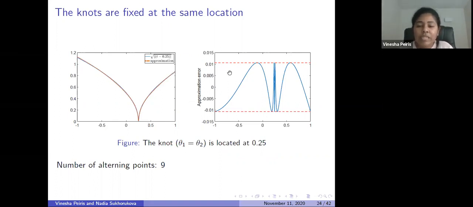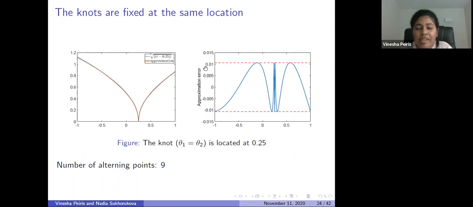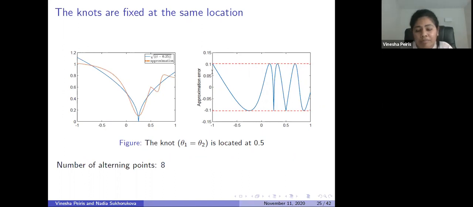And if we move to the maximum deviation graph, we have 9 alternating points. And the maximum deviation is somewhere around 0.01. Now, if we move this knot a little bit further to the right-hand side, so we locate both knots at 0.5, we get only 8 alternating points, and the maximum deviation is somewhere around 0.1, which is much higher than before. Earlier we had the maximum deviation of 0.01, but this time it is 0.1.